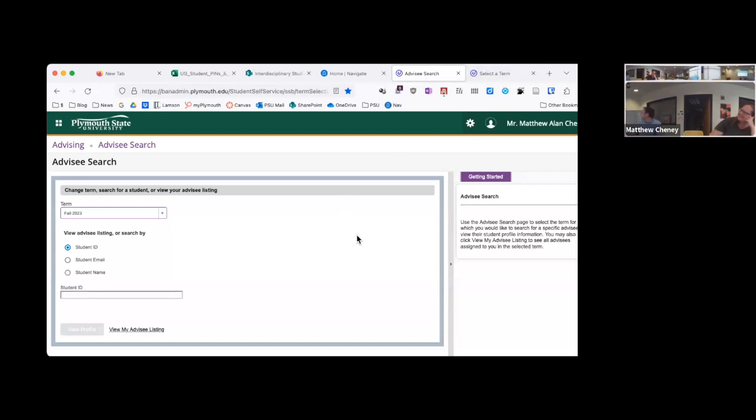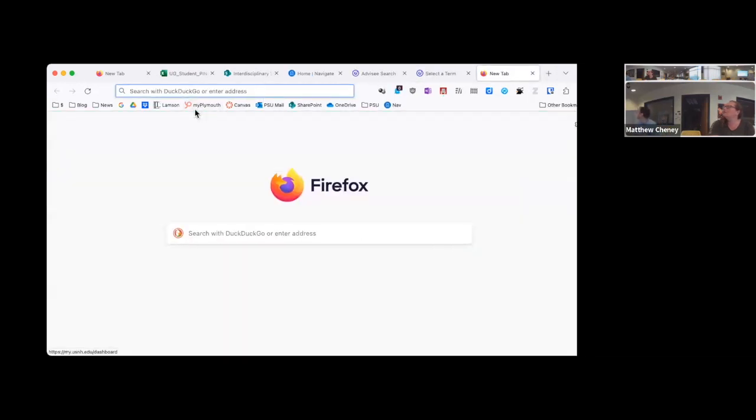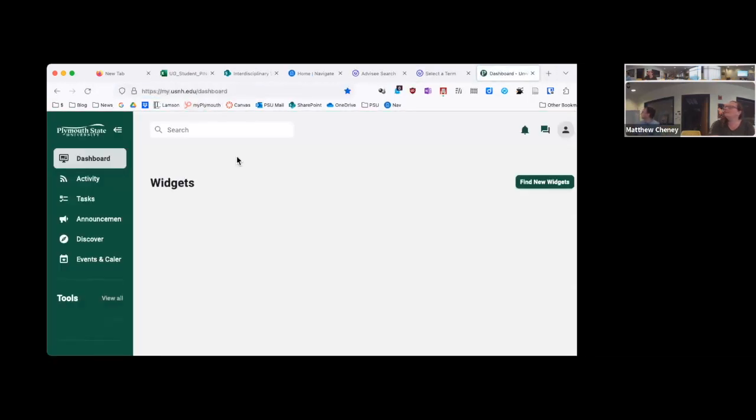What should we now look at? So we're in advisee search. Let's start here. Oh, actually, can you go to your my USNH? Do you have that? Yes, that's what I want. Yeah, I do have that. I still call it my device. Yes.